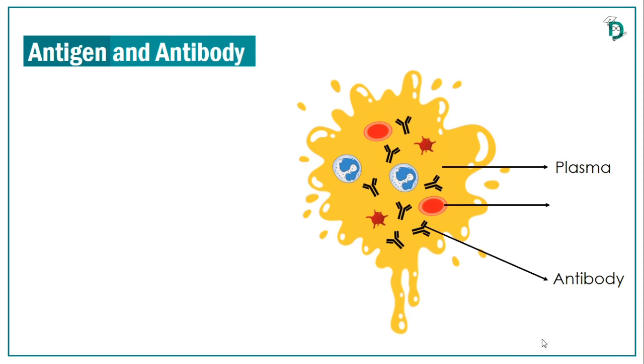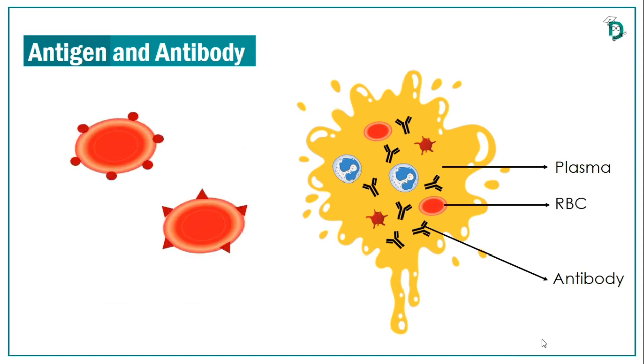So one of the blood cells are RBCs, and on the surface of RBCs there are some structures known as antigen. Antigen can be protein in nature, or it can be made up of sugar or lipid or nucleic acid. But the point is, antigens are found on the surface of the cells like our RBCs. Plasma contains antibody, and on the surface of RBCs we have antigen. Specific antigen attaches to specific antibody.